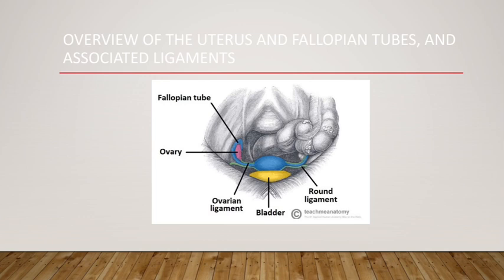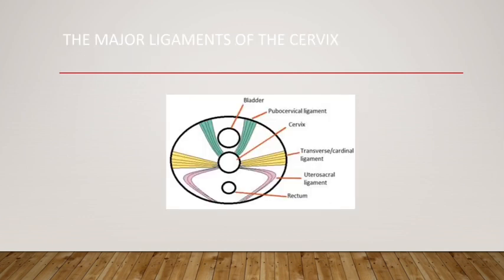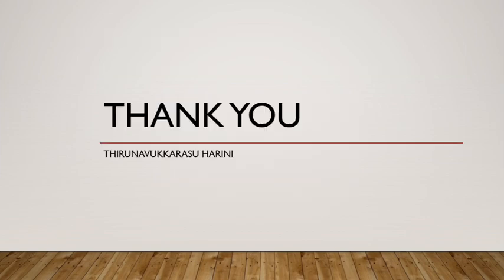Here we can look at an overview of the uterus and the fallopian tubes and associated ligaments. The major ligaments of the cervix are the pubocervical ligament, transverse cervical or cardinal ligament, and the uterosacral ligament.